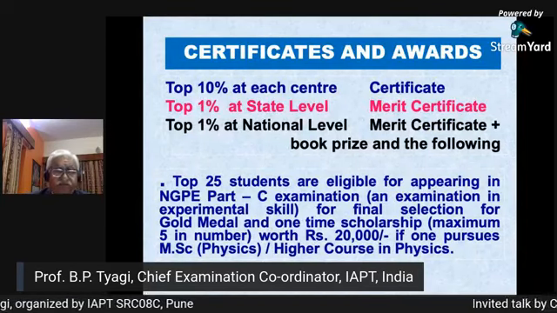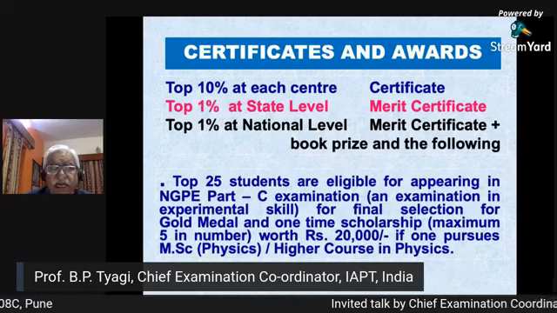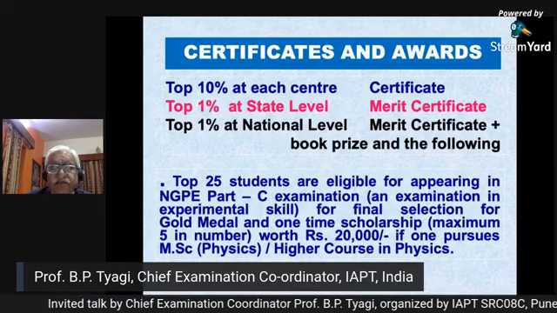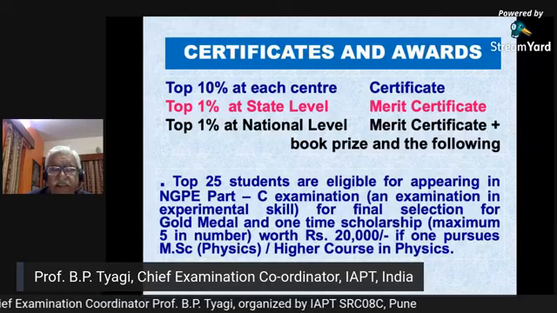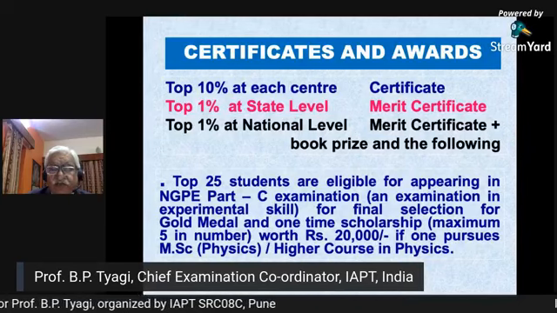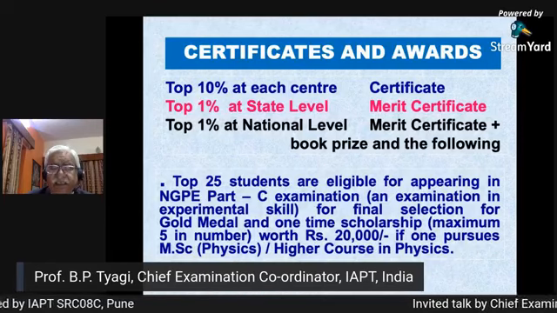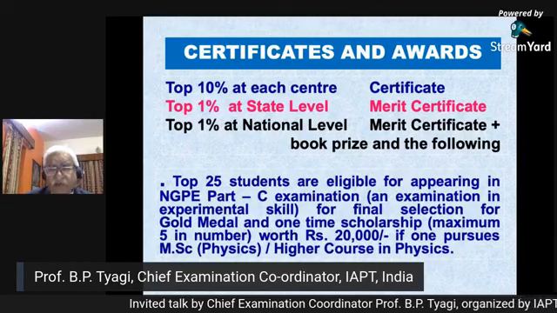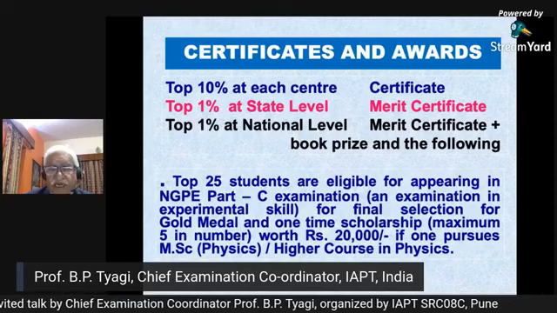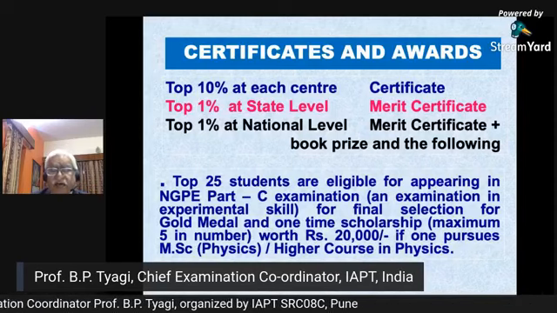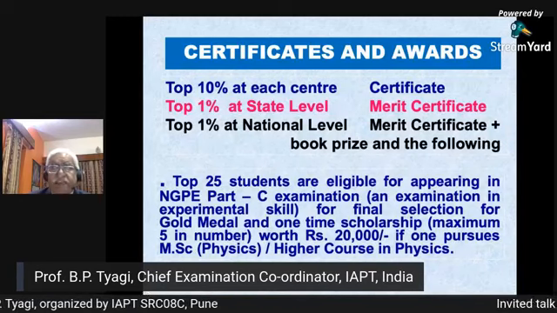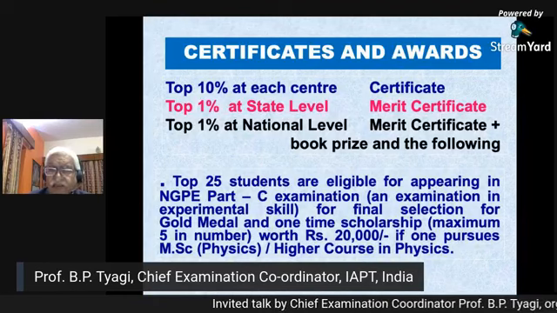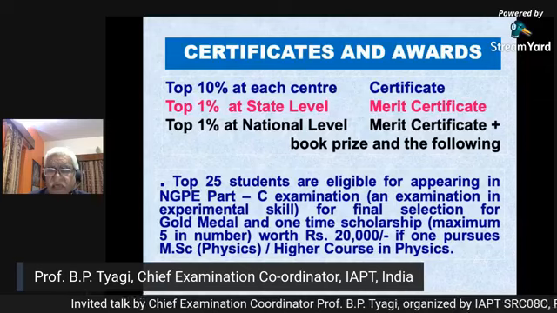Certificates and awards. Top 10% at each center get a certificate. Students in the top 10% at each center are given a certificate saying that they are among the best 10% students of this center. Top 1% at a state level get a merit certificate. The state merit is counted separately, state to state, and every state's top 1% students are given a merit certificate. Top 1% at national level, that is national toppers. National toppers get a merit certificate plus a book prize and some more things for them.